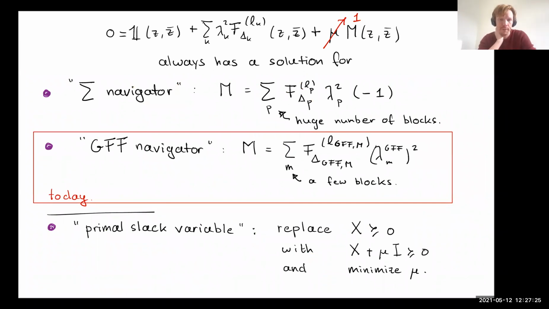So now I have turned the problem of finding a navigator function into the problem of finding a function m such that this equation always has a solution if I set mu equal to 1. So we found 2, maybe 3 such functions, m of z. The first one we call the sigma navigator function, where m is just a whole bunch of blocks with negative coefficients.